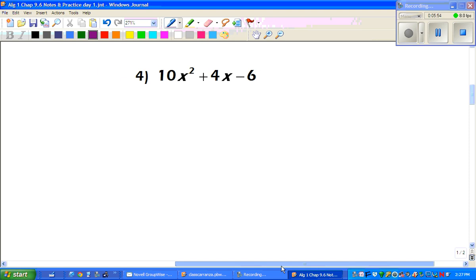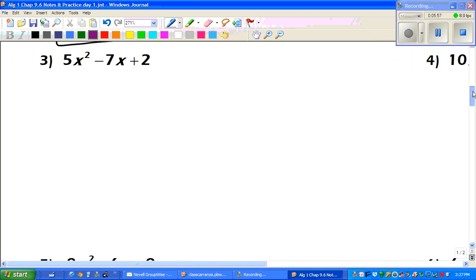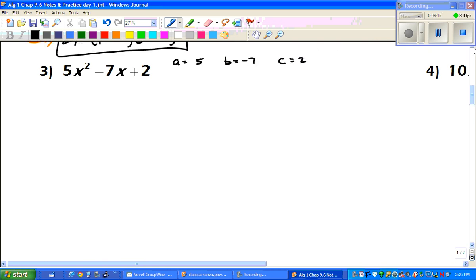Okay, moving on to number 3. Now, is there a number that we can just factor out from 5, 7, and 2? And that answer is no. So we need to know that our a is 5, b is negative 7, and c is 2. 5 times 2 is 10. So the factors of 10 are 1 and 10, and 2 and 5. So what numbers add up to negative 7 and multiply to get to 10?